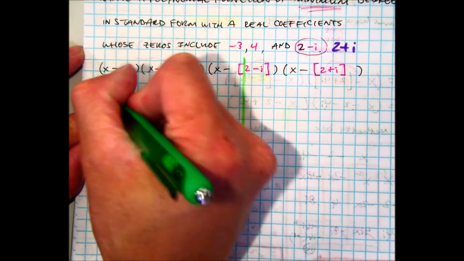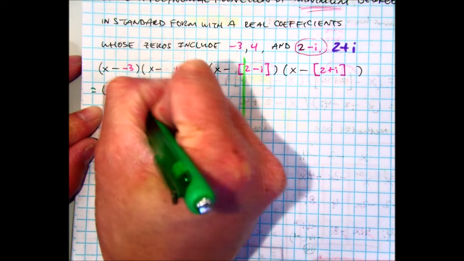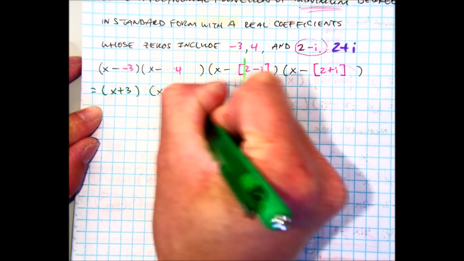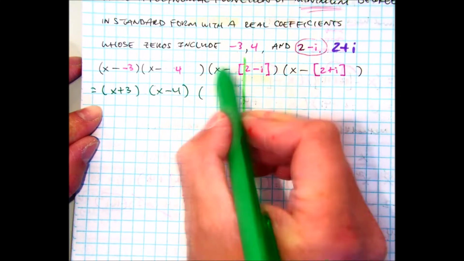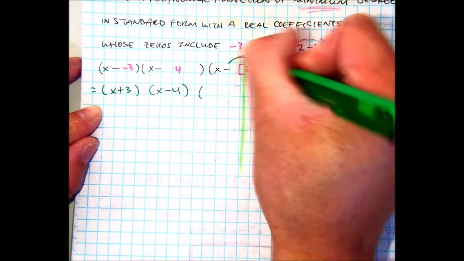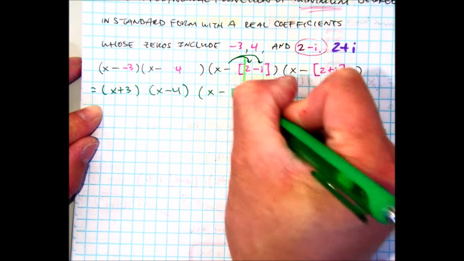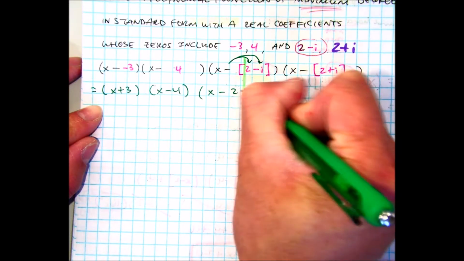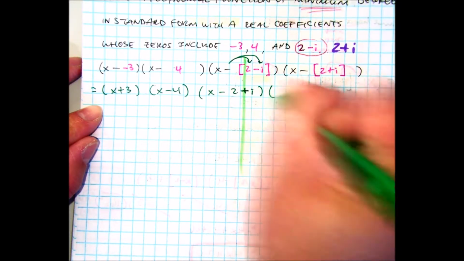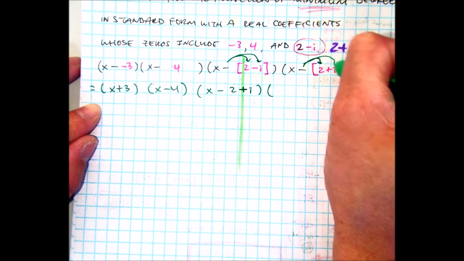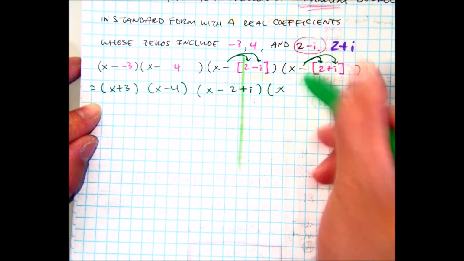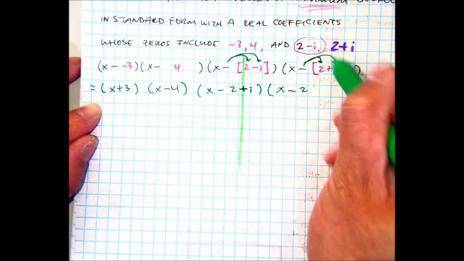Now I'm going to just go through and simplify. x plus 3 times quantity x minus 4. I'm going to distribute here. So I have x minus 2 plus i, and distribute here and get x minus 2 times a negative i.